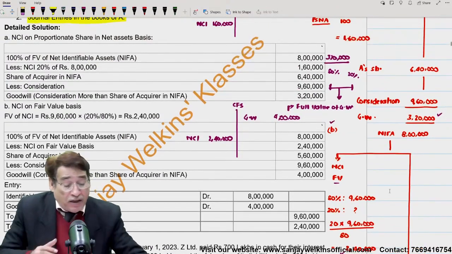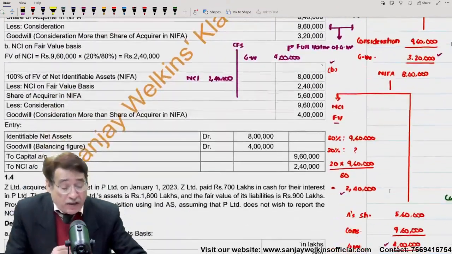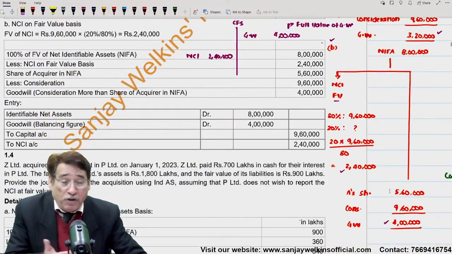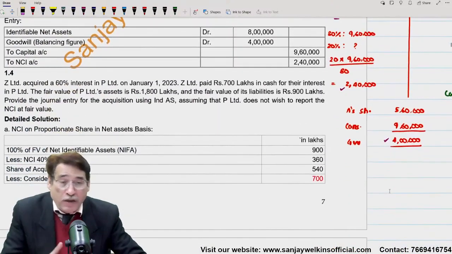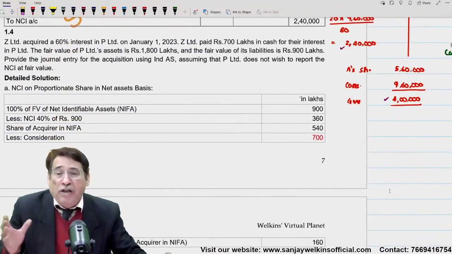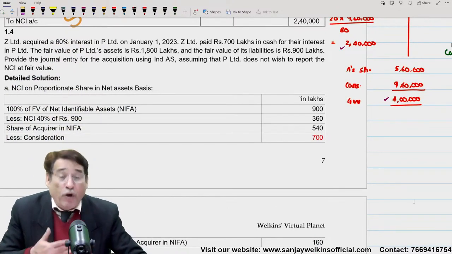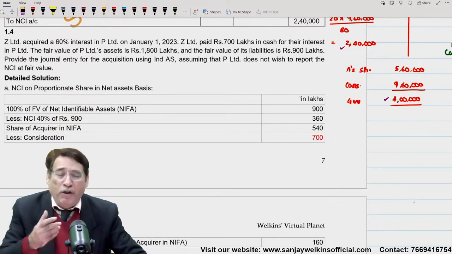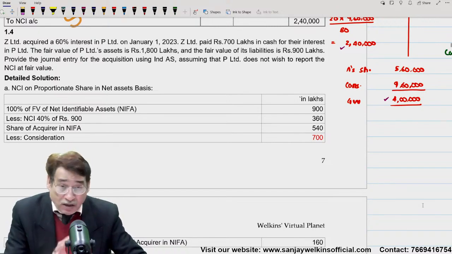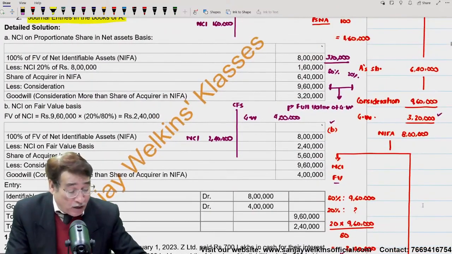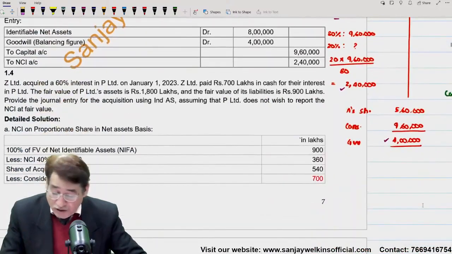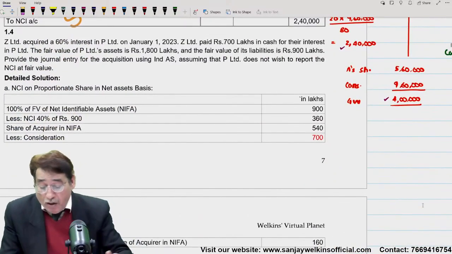So try to understand, even though the standard says that an entity has the option to compute NCI either at PSNA or on fair value basis, ultimately it is not going to impact the financial statement, provided you have the knowledge to diagnose the financial statement. Is it clear to you or not? Did you like all these things or not? Fine. It is nice to see you.